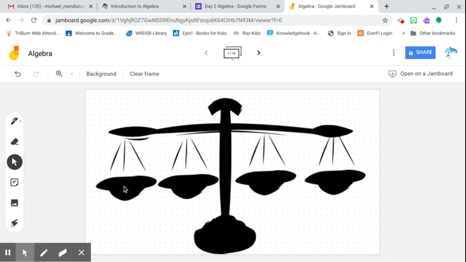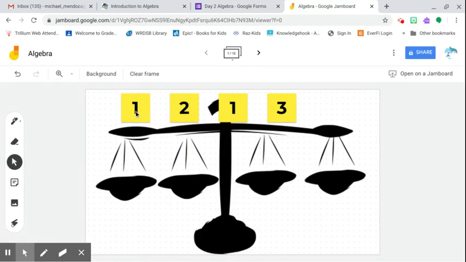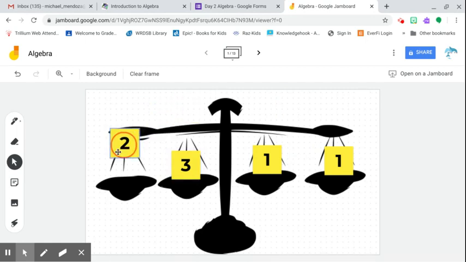What I'd like to show you briefly is a quick little example about what is not balanced. So let's say that I put a sticky note, and let's just do 1 right here, and 2, 1, and 3. Okay, so I have these numbers over here. Let's say that I put all the 1s on this side, and the 3 and the 2 on this side.